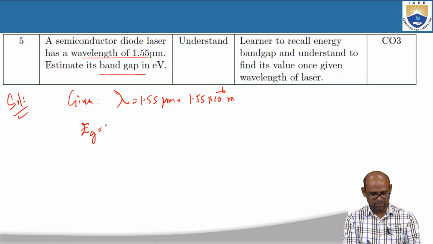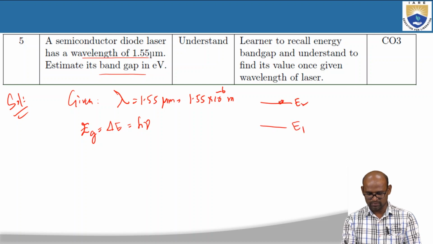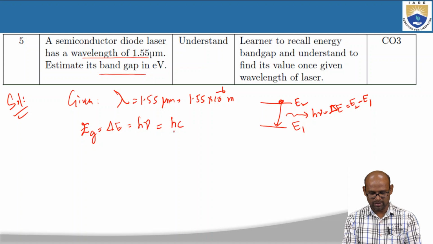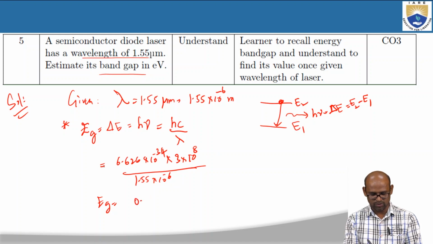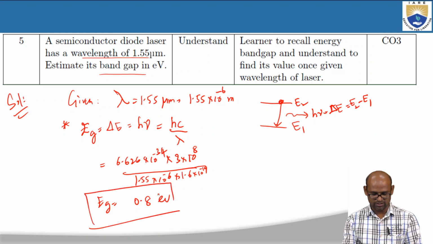So we know that Eg is equal to delta E is equal to h nu, because of these energy levels E1 and E2. When the atom from E2 decays to E1, the difference is emitted as h nu, which is equal to delta E, which is equal to E2 minus E1. So h nu, frequency I am writing in terms of wavelength, so hc by lambda. What I need to calculate is energy gap. So this is the formula: Eg is equal to hc by lambda. So h is 6.626 into 10 power minus 34, and velocity of light is 3 into 10 power 8 divided by lambda, 1.55 into 10 power minus 6 meters. So the energy gap Eg is found out to be 0. Okay, so we will get this in joules, but we want it in electron volts, so divide by 1.6 into 10 power minus 19. So we will get 0.8 electron volts as energy gap.